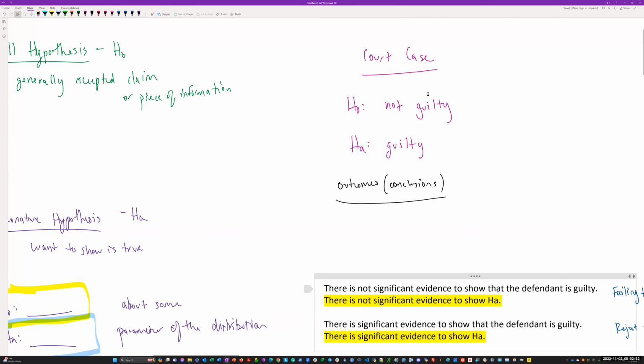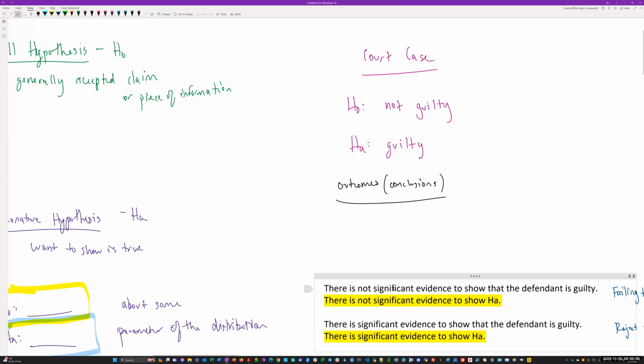All right. So these are the two conclusions that we can end up making. We're trying to show the person is guilty. Does that make sense? So we can either say there is significant evidence to suggest that the person is guilty, or beyond a reasonable doubt, given the evidence presented in the court case, we find the defendant guilty. Is that correct? So that would be this case here.